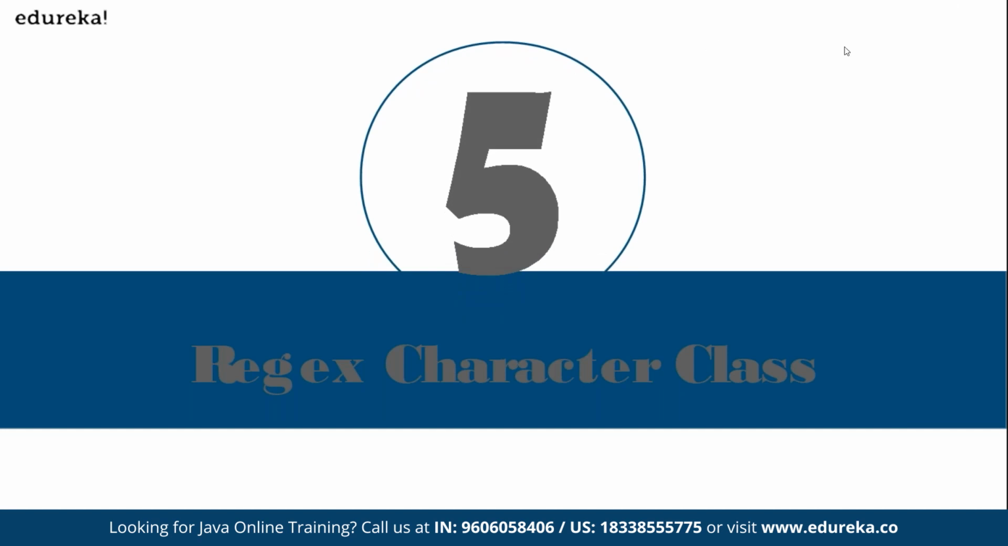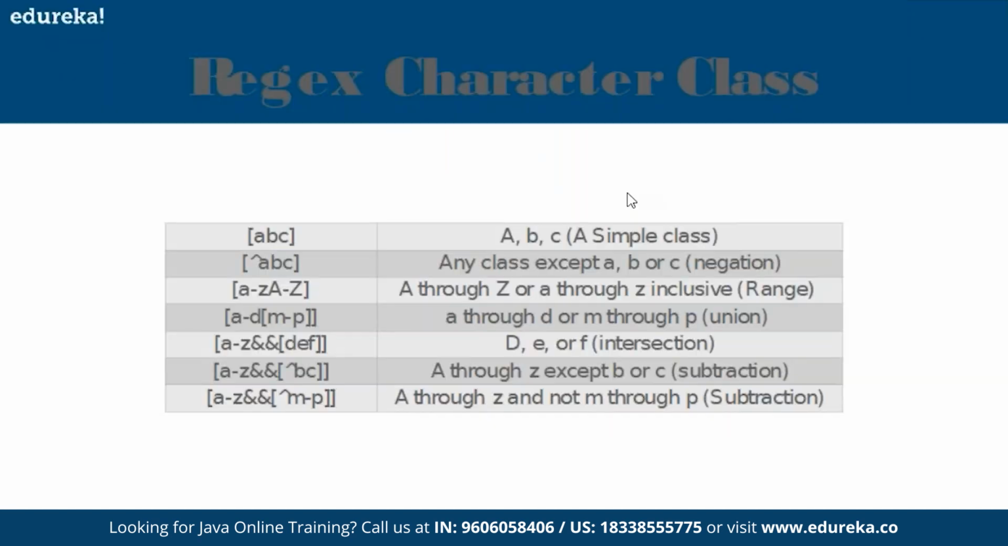Now we will try to understand the regex character class. When you come across the regex character class, you can see if I give a, b, c within square brackets, it is A, B or C, a simple class. If I use negation, it means any characters except A, B, C. Similarly, small a to z or capital A through Z includes ranges. Similarly, if I give A to D, it will be within this range.